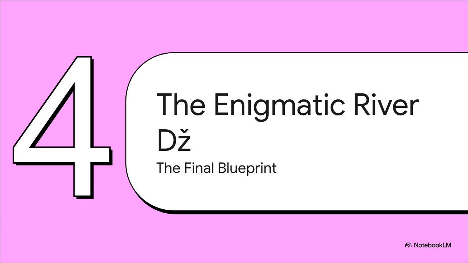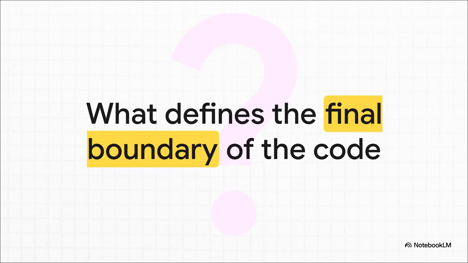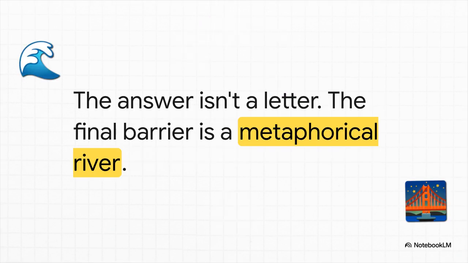So the structure is growing. It's getting more and more complex. But the blueprint still isn't finished. It needs one final element, a defining boundary that gives the whole system its ultimate shape. So what is it? What's the final threshold? When you have this long chain of interconnected letters, what could possibly define the boundary between the main structure and the absolute final end? The answer isn't another letter. It's a metaphor, the final barrier.